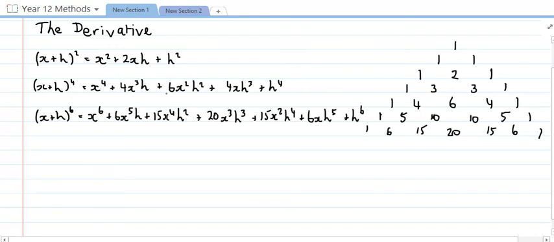So the powers are gradually transferring across in these kinds of problems.